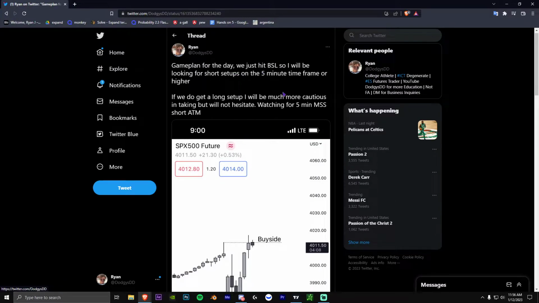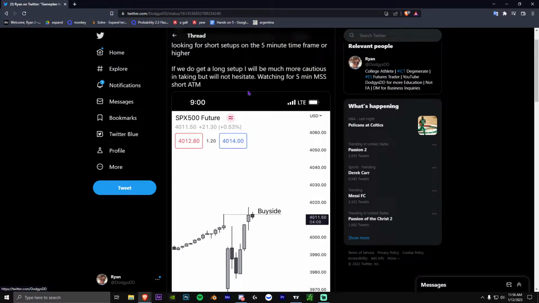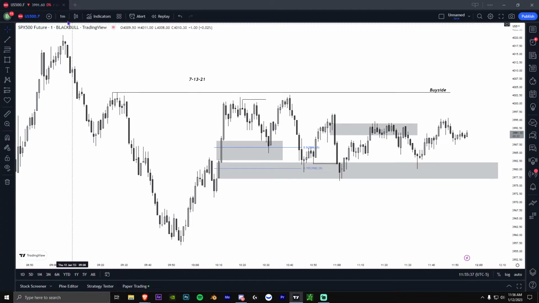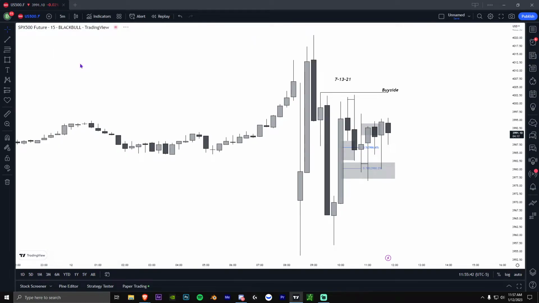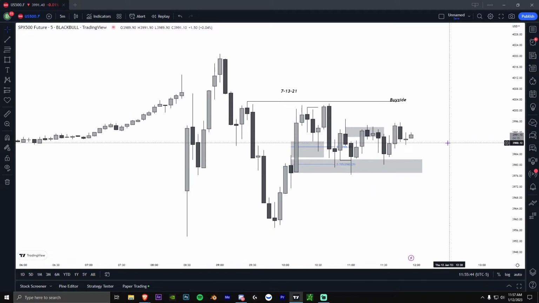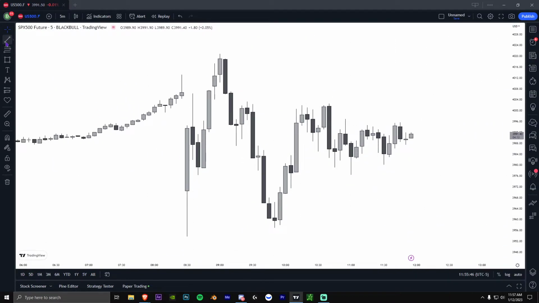So I had a game plan for the day. We just hit buy side liquidity, so I'll be looking for a short setup. You can see we have buy side, and I'll show you what I had marked. Okay, so I'm going to delete this. This was buy side. I said I was looking for a short setup after we hit this high.